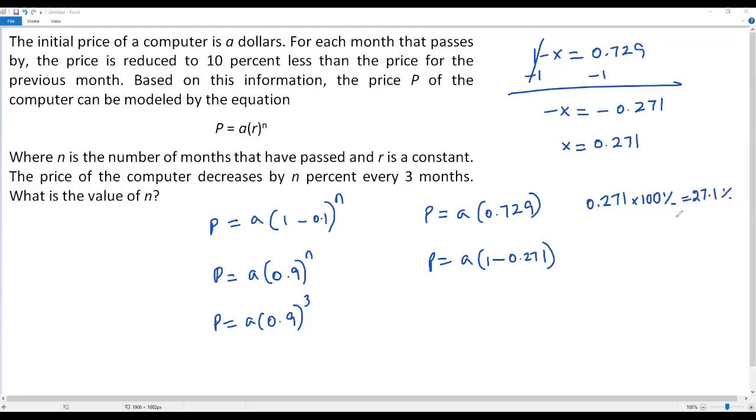27.1%. That is, in the first 3 months, the price of the computer decreases by 27.1%. So in the next consecutive 3 month periods also, the price of the computer will decrease by the same percent, 27.1%. The question says the price of the computer decreases by n% every 3 months, and we got it: the price decreases by 27.1% every 3 months. Therefore, the value of n is 27.1.